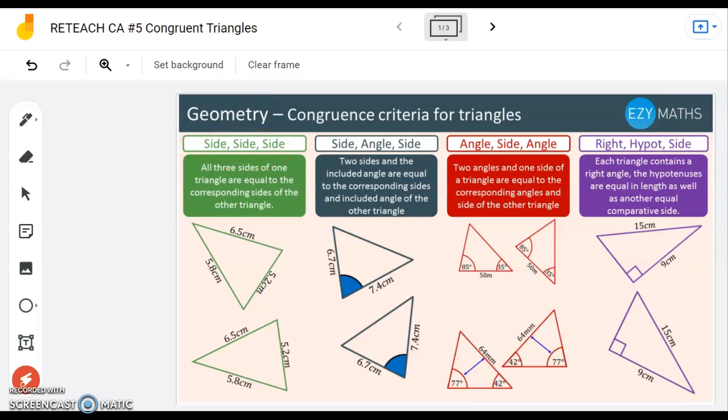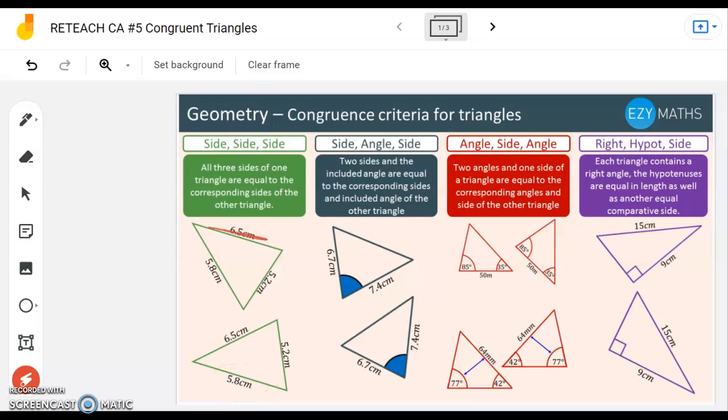And it says if all 3 sides of one triangle, so here's one triangle, are equal to the corresponding sides of the other triangle. So that's saying that this side has a 6.5, this side has a 6.5. They're the same side in both triangles. This has a 5.2, this has a 5.2. It's the same side in both triangles. And then we have 5.8, 5.8.